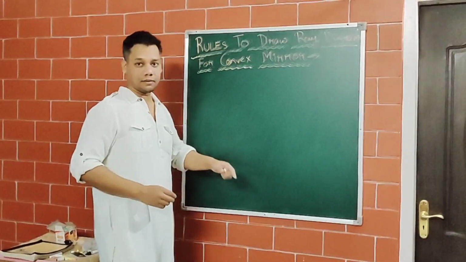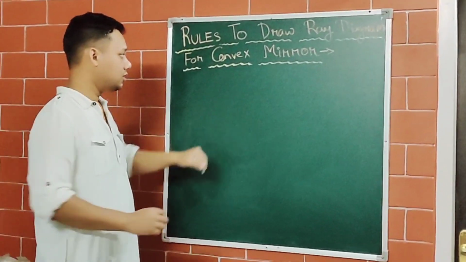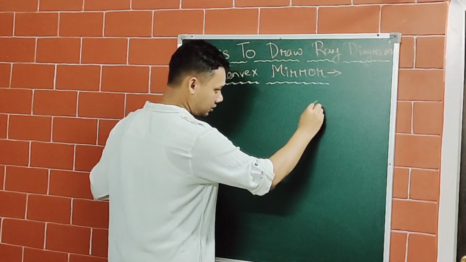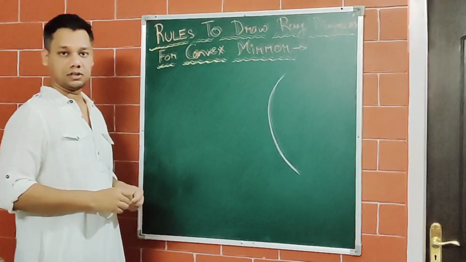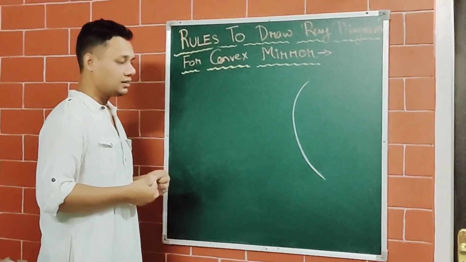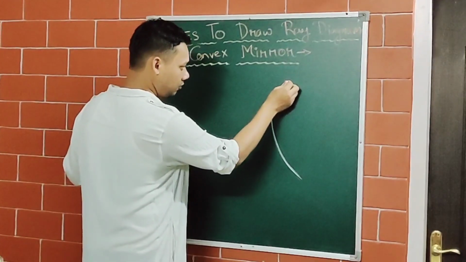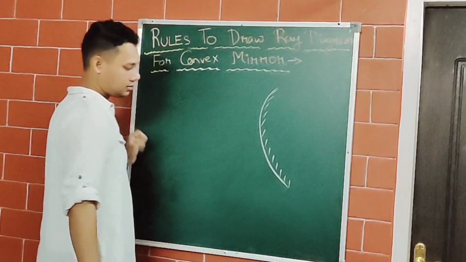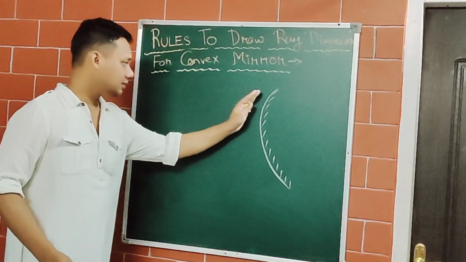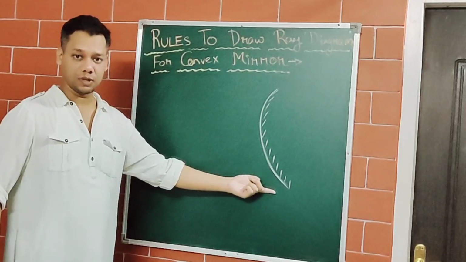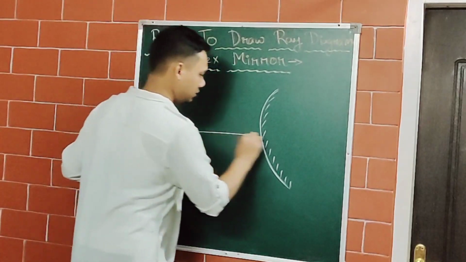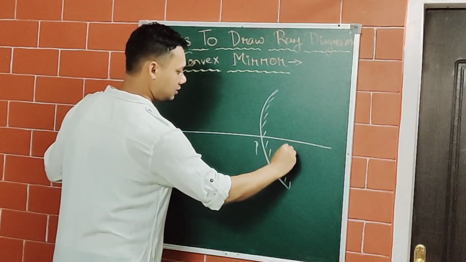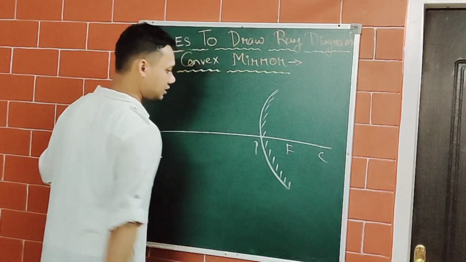So, rules to draw a ray diagram for a convex mirror. So what is a convex mirror? Suppose this is the glass. The inward curve is painted silver and the reflecting surface is outside. This is called a convex mirror. So this line is called the principal axis. This is the pole. Here lies the focus. This is the center of curvature.